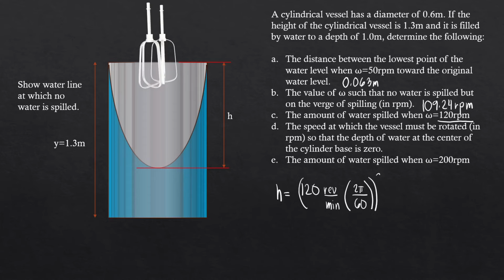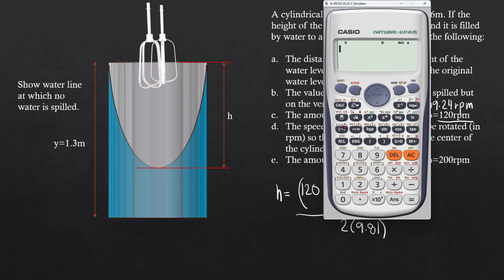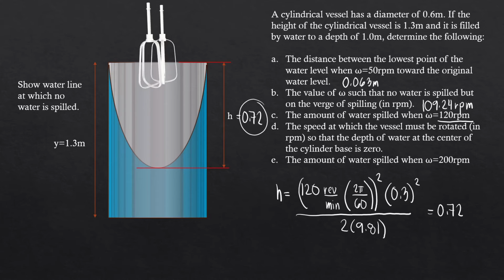So we'll square this whole expression times r squared, which is 0.3 squared, divided by 2g, 2 times 9.81. Now solving H, we have 120 times 2 pi over 60 squared times 0.3 squared divided by 2 times 9.81. This gives us 0.72. And so this height still doesn't exceed the total height of the vessel. And so that's why this is just above the base of the cylinder. And so that's how you can check.